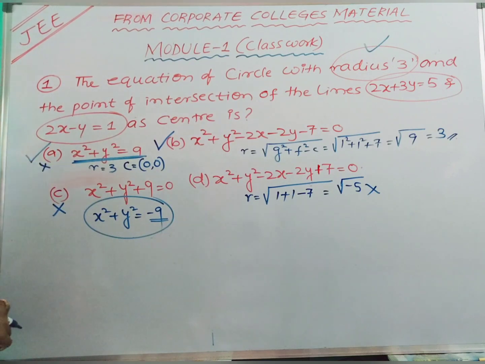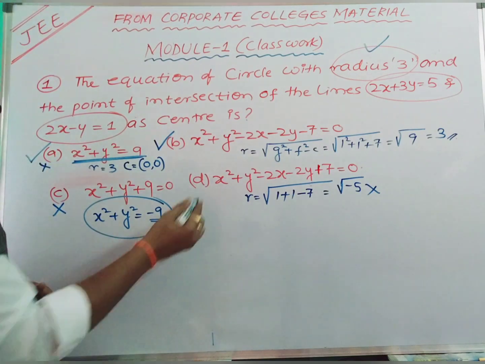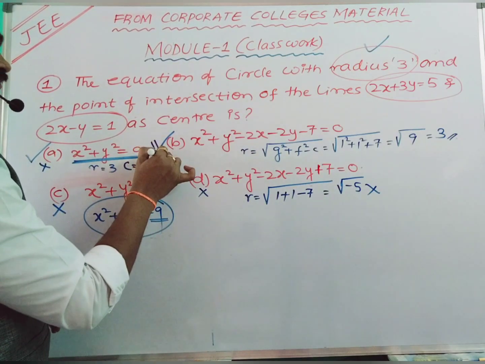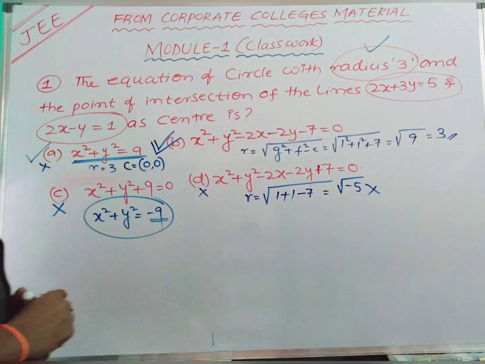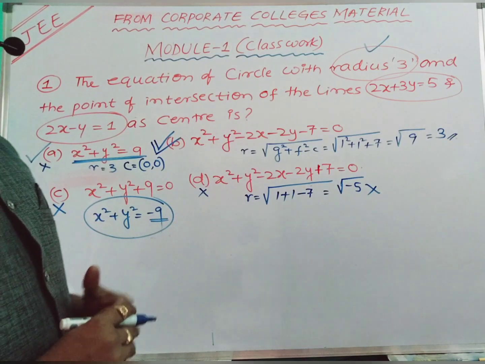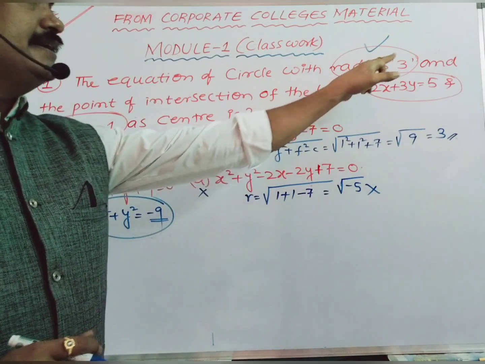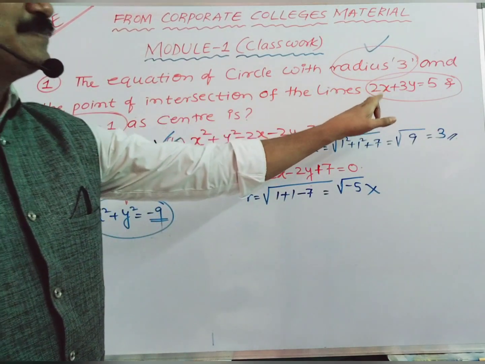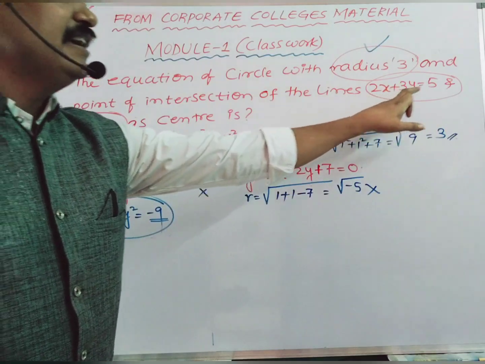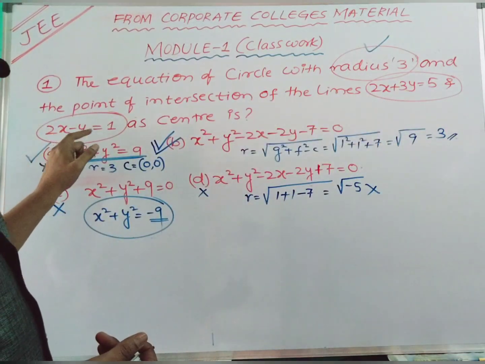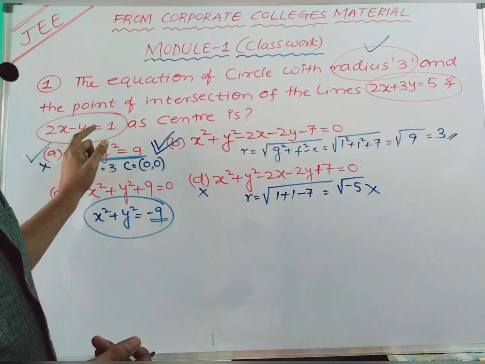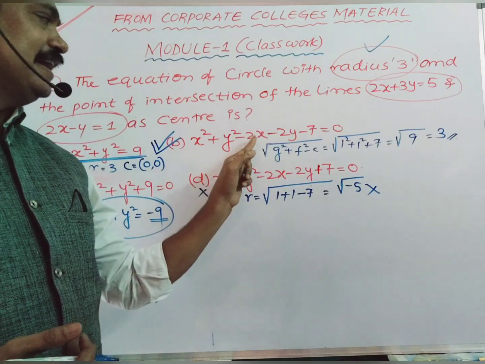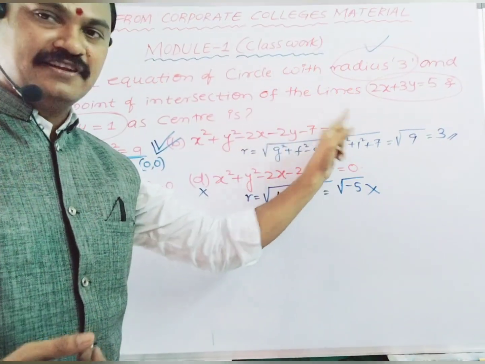Then the remaining one is also ruled out, just before we confirmed. Then what is the right choice? Option B is the right choice. That is a circle which has radius 3 units and the point of intersection of the lines 2x plus 3y equals 5 and 2x minus y equals 1 as center: x square plus y square minus 2x minus 2y minus 7 equals 0. Okay?